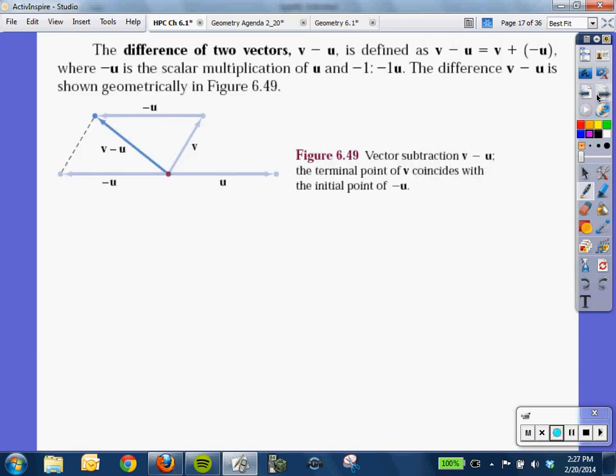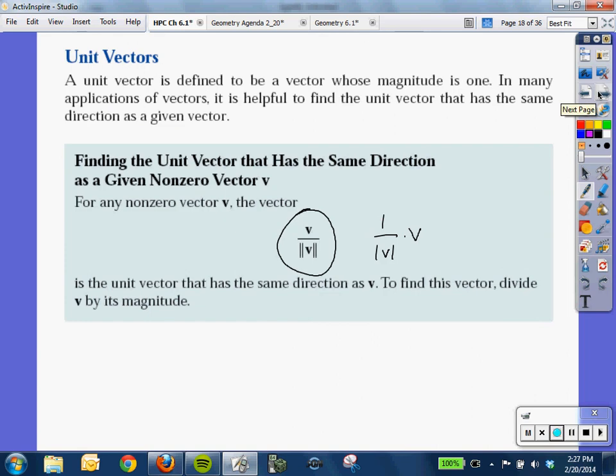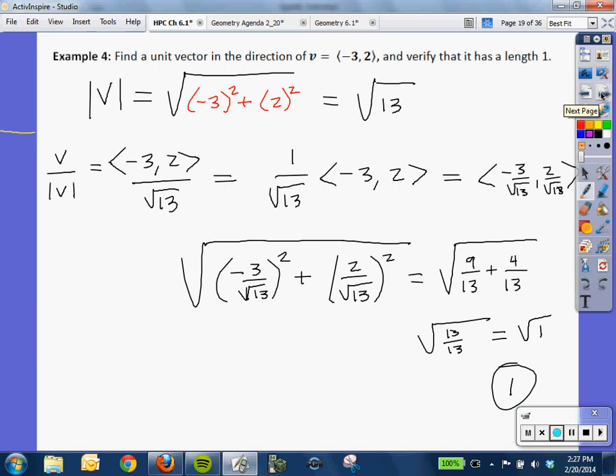Let's move on to the unit vector. Okay, a unit vector is a vector that has a magnitude that is equal to 1. And the way that we find a unit vector is by taking the component form of the vector and multiplying it times 1 over the magnitude of the vector. So I'll show you the next example here, example 4. I've actually already done it, and so I'll just explain it. We want to find a unit vector in the direction of vector v and verify that it has a length of 1.